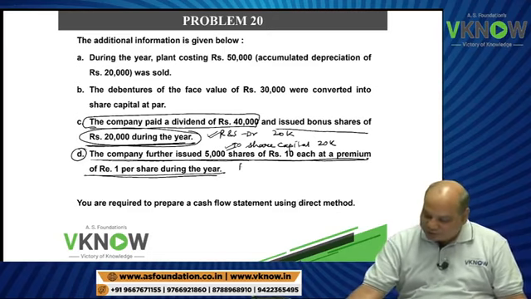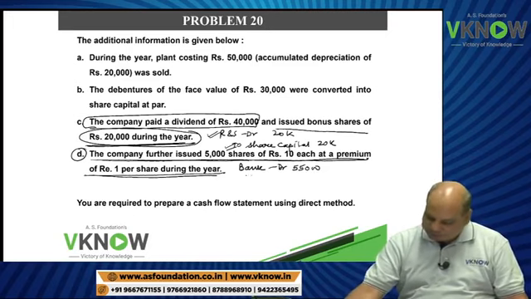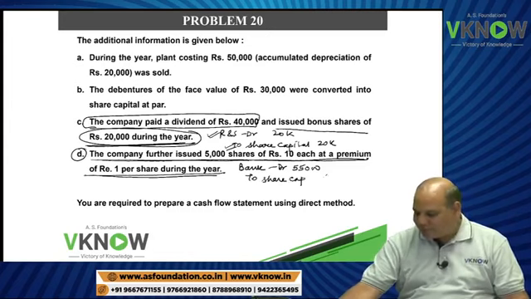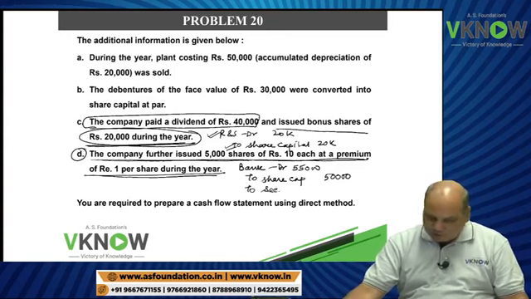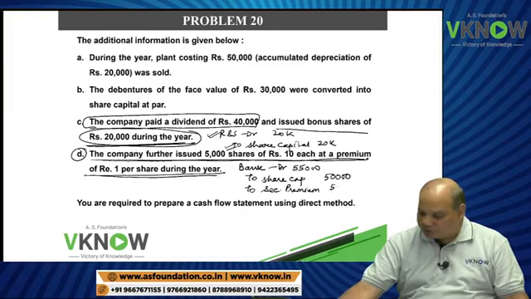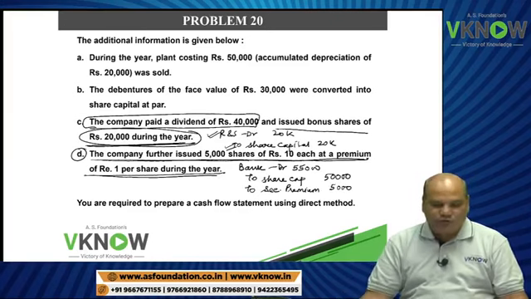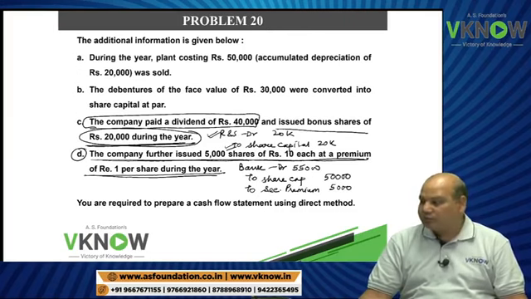So the entry for this will be bank account debit 55,000 to share capital 50,000 and to securities premium 5,000 rupees. 5,000 shares into 1 rupee premium. Is this right?